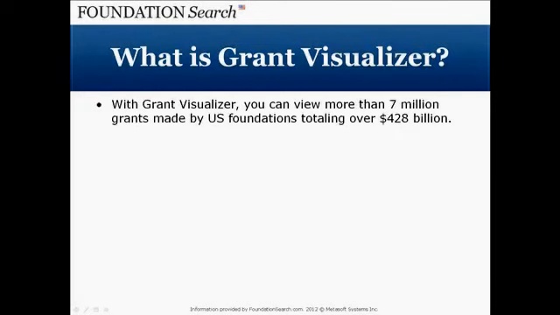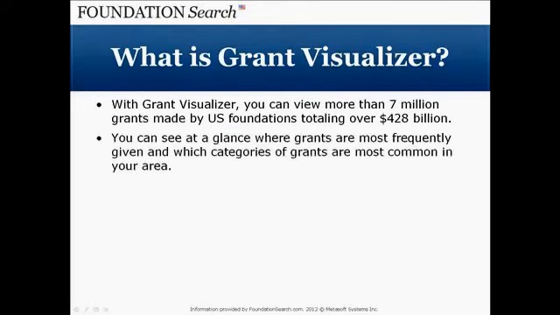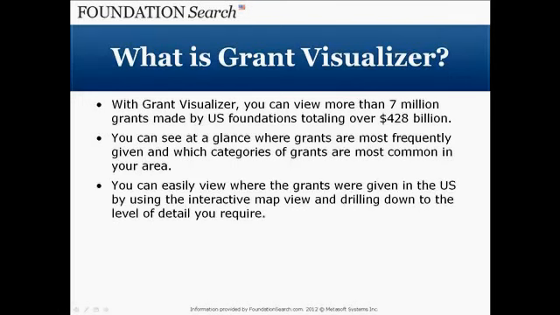With Grant Visualizer, you can view more than 7 million grants made by U.S. foundations, totaling over $428 billion. You can see at a glance where grants are most frequently given and which categories of grants are most common in your area. You can easily view where the grants were given in the U.S. by using the interactive map view and drilling down to the level of detail you require.